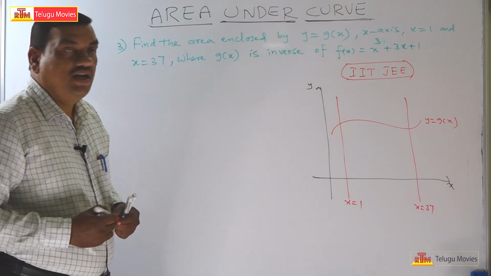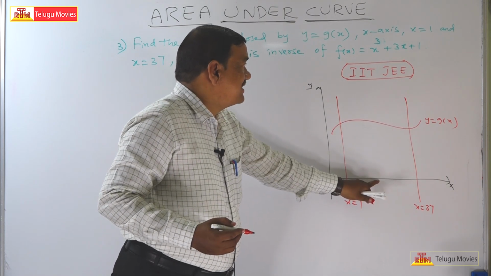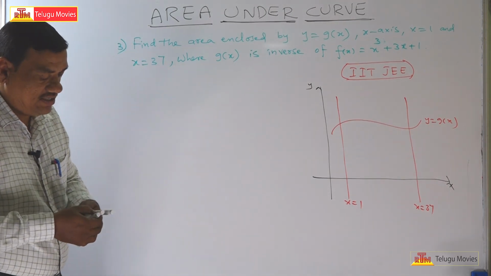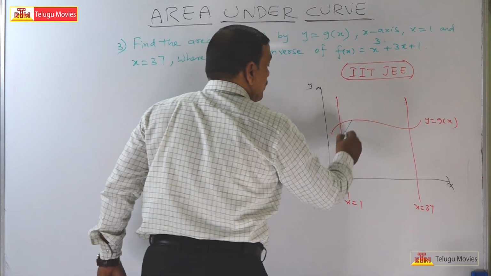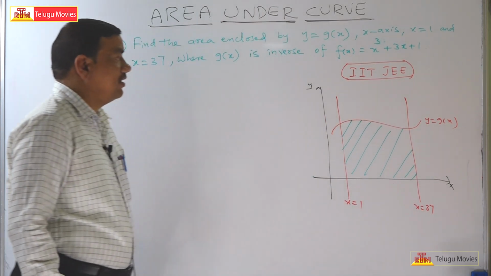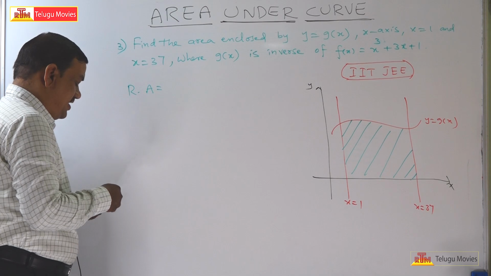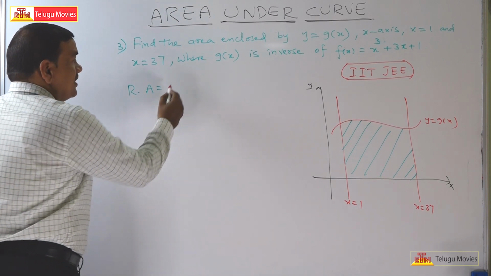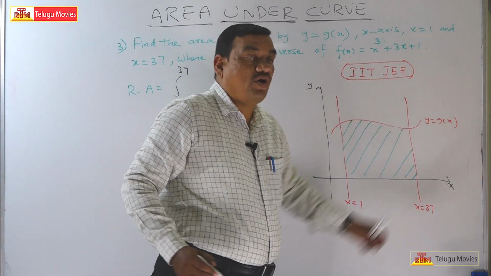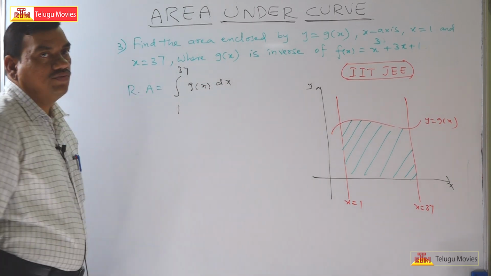Now, clearly it is given y is equal to g of x, this is a curve, with x is equal to 1 on the left side and x is equal to 37 on the right side. So, this is the area you have to find out. What is the required area? The required area is given by the integral from 1 to 37 of the curve, g of x dx. This value you have to find out.